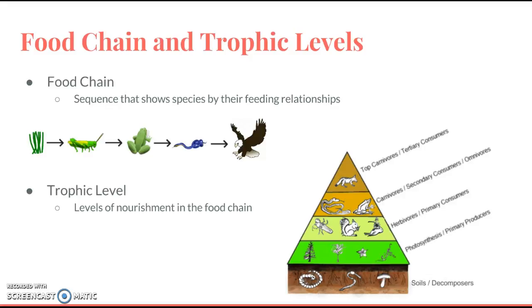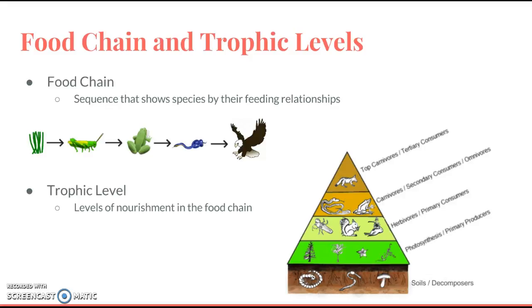And so as you were saying before, if you have 1,000 energy in the green level, the primary producers, you're only going to have 100 at the primary consumers, the herbivores. You go up to the next level, you're only going to have 10 for your secondary consumers. And once you get to the top carnivores, you're only going to have 1. So you can see how the energy quickly goes down over time.